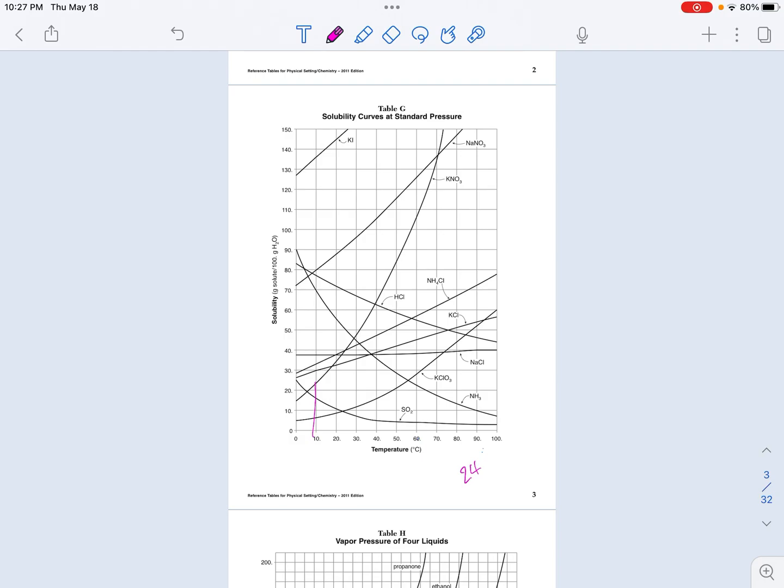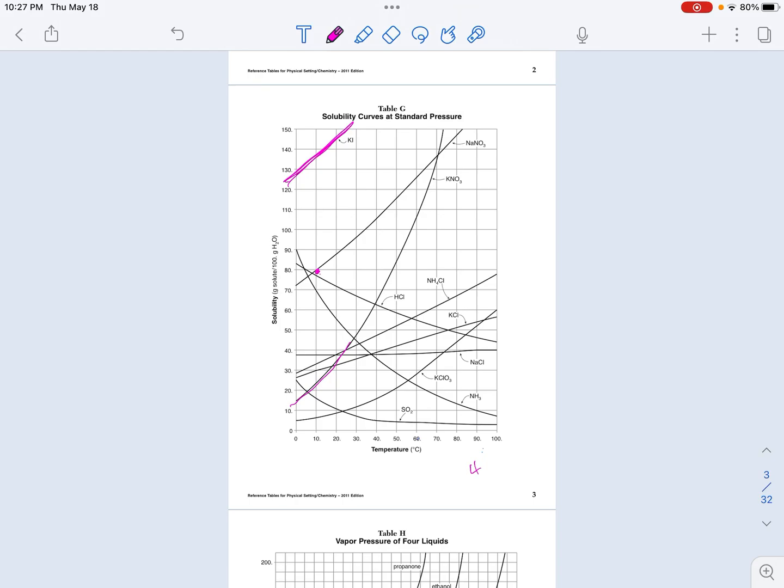Hold on a second. Let me read the question. Which substance forms an unsaturated solution with 80 grams? Oh, I forgot. It told me how many grams there are. 80 grams is here. So there's the point in comparison with my curve. See how this point is above the curve? That means it's supersaturated, so it can't be that. KI is here. The point is below, so that's why it's unsaturated. So that's got to be my choice.